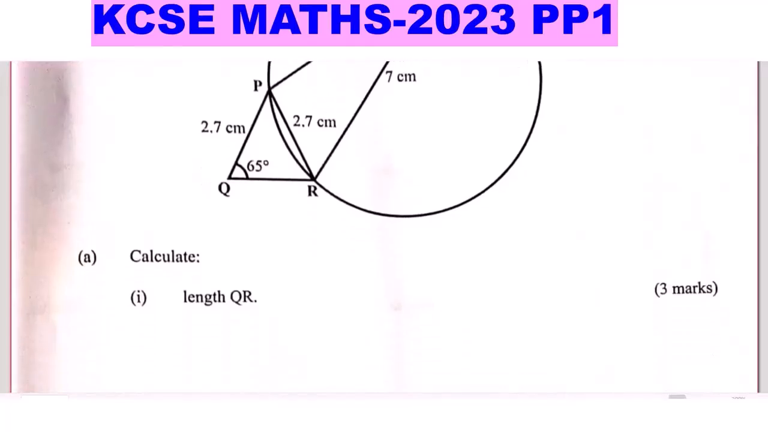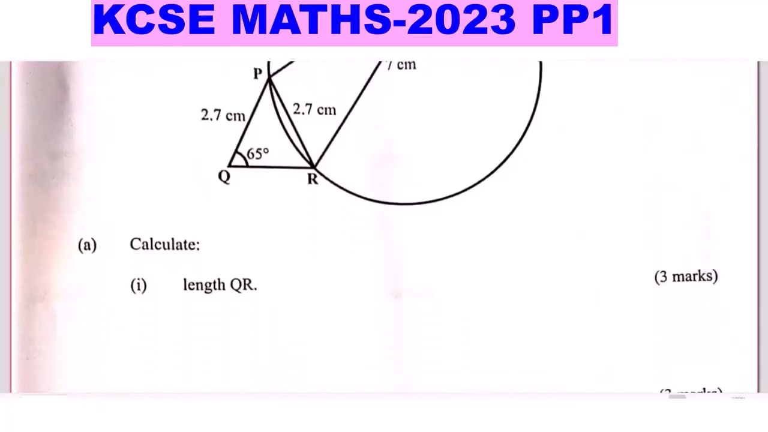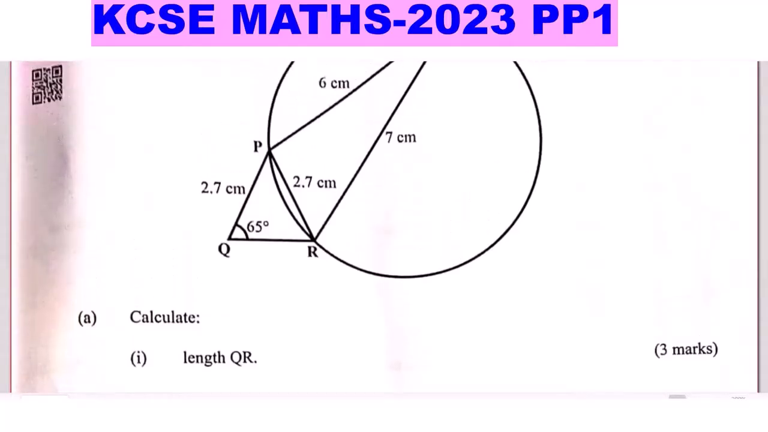Part 1, you are supposed to calculate the length of QR. Let's go to the diagram. You can see where QR is. So to get that, consider triangle PQR. You're given two sides: PQ is 2.7 and PR is 2.7, meaning this is an isosceles triangle. And if that is the case, it means that this angle is also 65 degrees. And the remaining angle, because of the sum of angles in a triangle, will be 50 degrees.